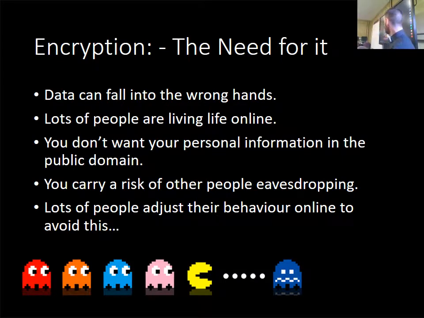So you don't want your personal information getting in the public domain. These days we have a risk of people eavesdropping, which is people basically seeing your personal information and looking over your shoulder. So lots of people have had to adjust the way that they behave online. On your Facebook accounts, on your Twitter accounts, you don't send out your phone number. You lock your profile down so that future employers can't see you. You do that sort of thing. And that's why we need encryption.